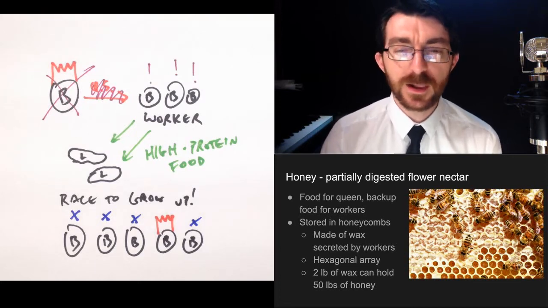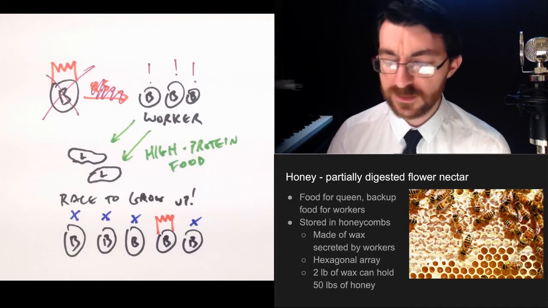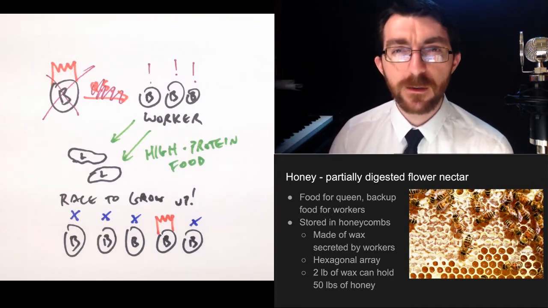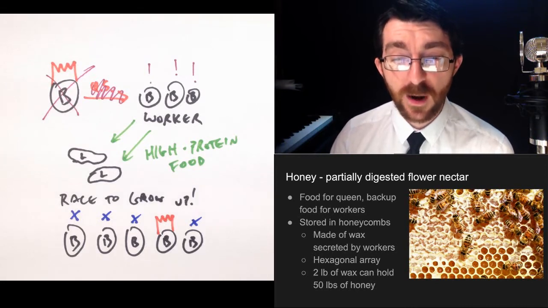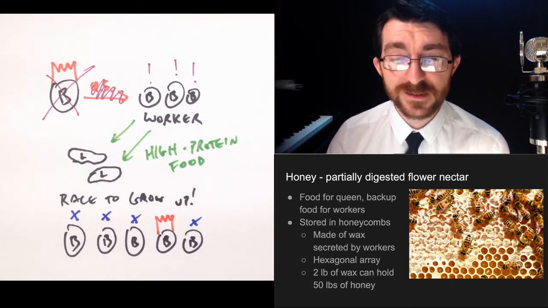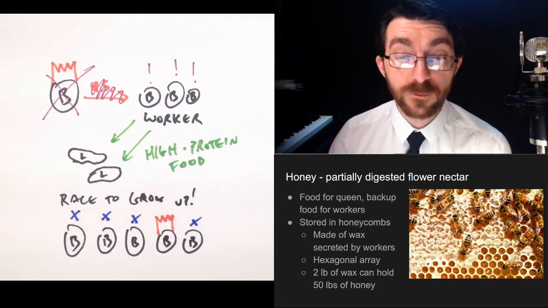Finally, something that we like. We talked about bugs and exoskeletons and bee murder. Now we're finally talking about honey. That is partially digested flower nectar. Oh, okay. It sounded nice until a second ago. So honey is food for the queen and backup food for the workers.